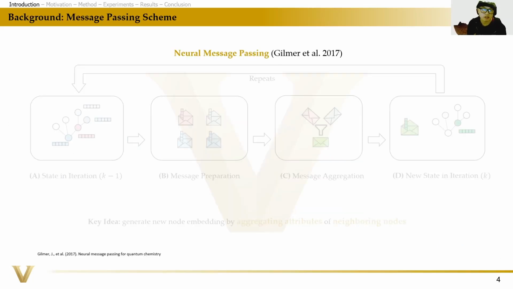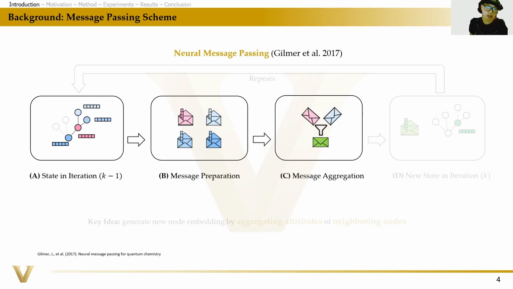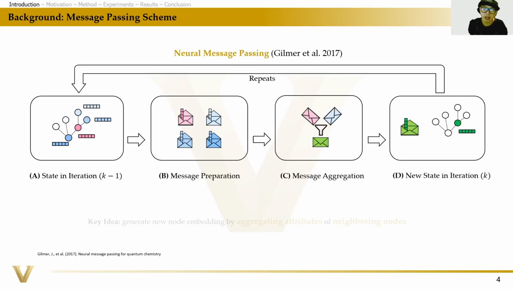So here I will give some background for the graph neural network. Most graph neural networks employ this neural message passing framework. Essentially, for a focal node and its neighbor, a message is made from the focal node and its neighbor. Then those messages will be aggregated and the new node state will be updated based on this aggregated message. So the key idea here is to generate new node embedding by aggregating attributes of the neighboring nodes.